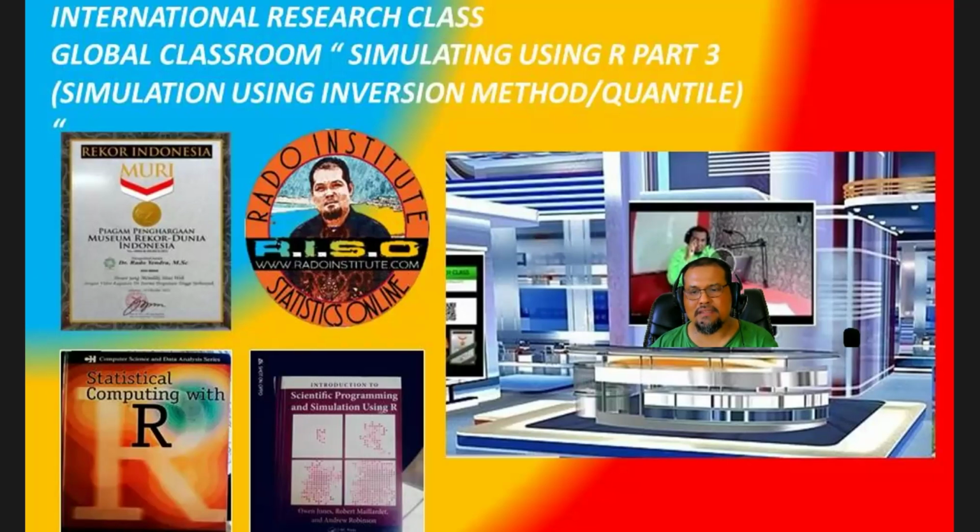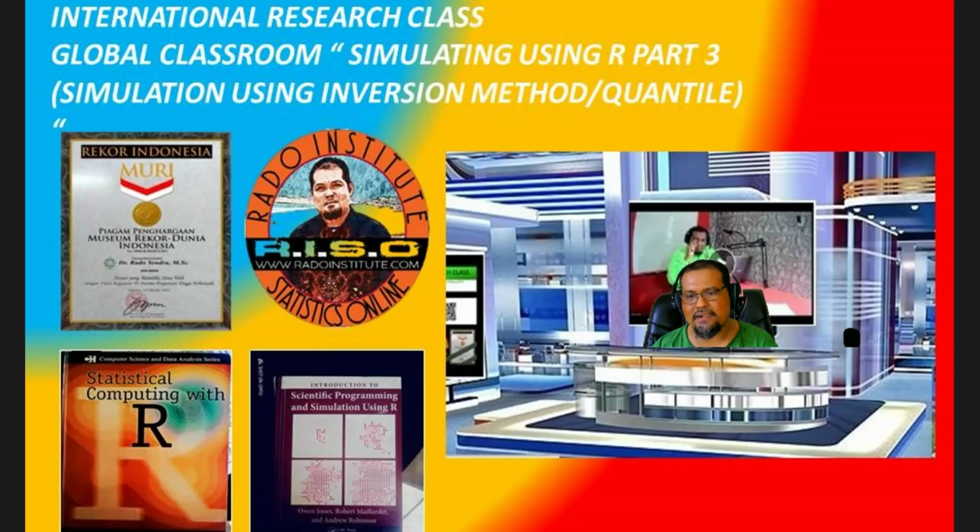This time, we will still discuss the topic of simulation using R software. Now we come to session 3. In session 3, we will focus on simulation using the inversion method, or quantile function, based on two books, namely Statistical Computing with R and Introduction to Scientific Programming and Simulation Using R. You can see these books.